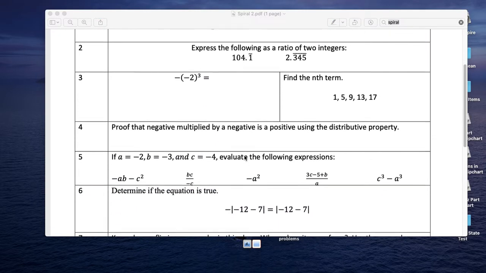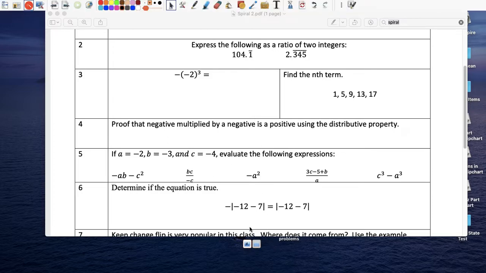Prove that a negative times a negative is a positive using this distributive property. Okay, so how do we do this? So let's pick negative 5 times 0 equals, you know that, 0. I'm going to replace this 0 over here, and I'm going to write negative 5 times, let's pick something that equals 0, 3 plus negative 3, equals 0. Well, I still kept the equation true.